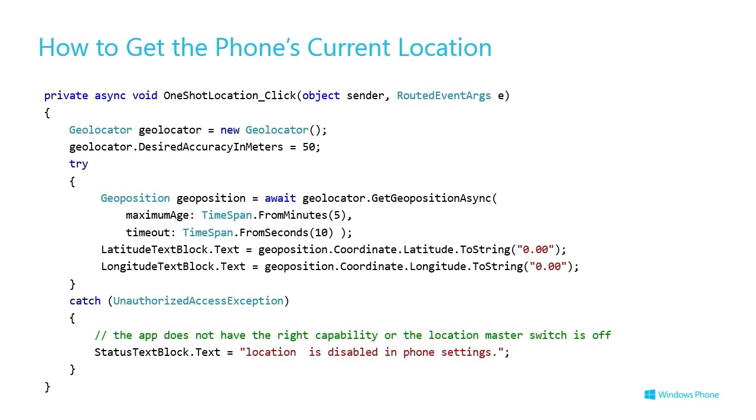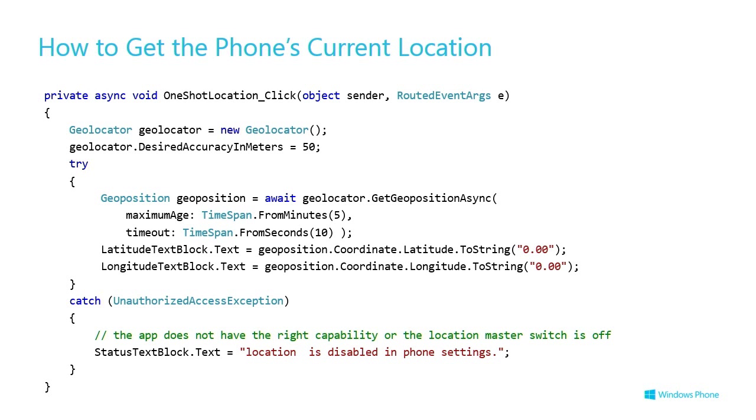This is this new one-shot location API. So this is a new thing. This is very convenient. If you just want to know where the phone is, you new up a geolocator object. You can give it a desired accuracy in meters, so it will just give you a response as soon as it's got a position that's within that accuracy range. And then call the GetGeopositionAsync method on the geolocator instance. There's a couple of parameters there.